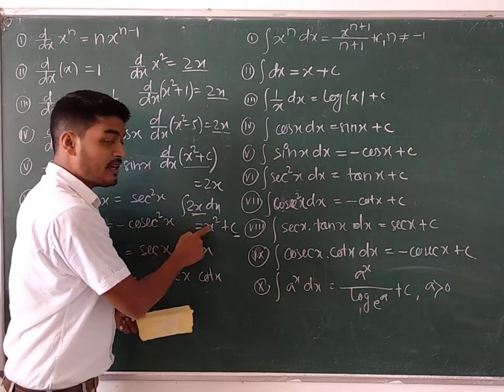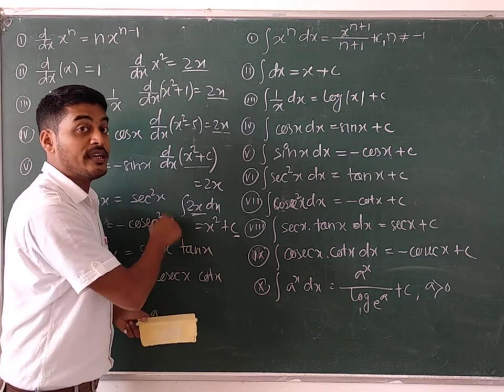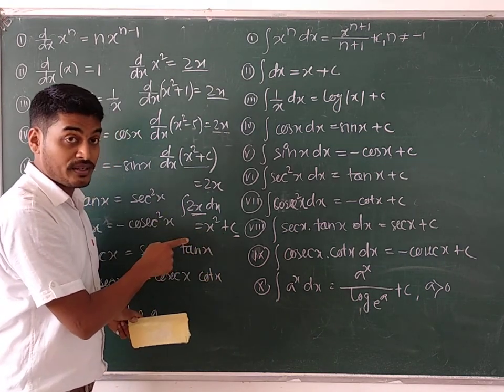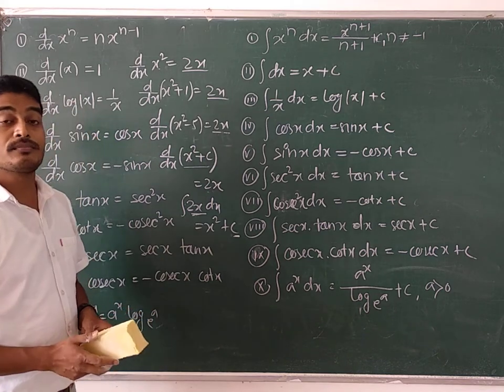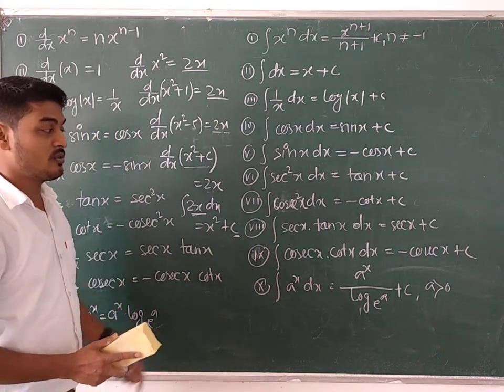Here, whenever you find the antiderivative, it means whenever you find the integral, you have to add a constant quantity, which is known as the constant of integration.